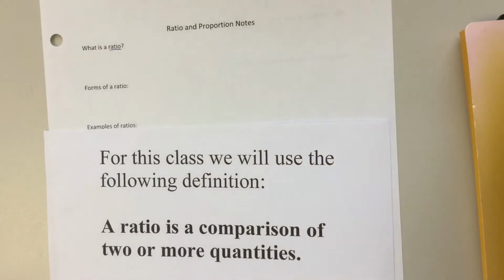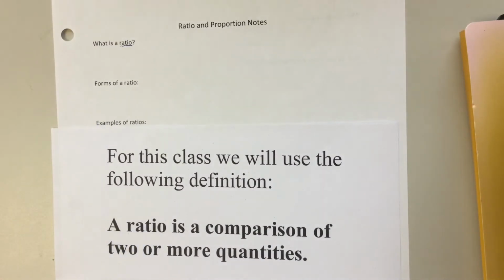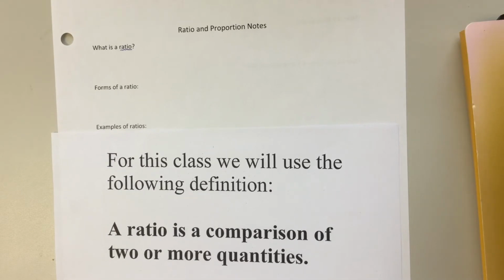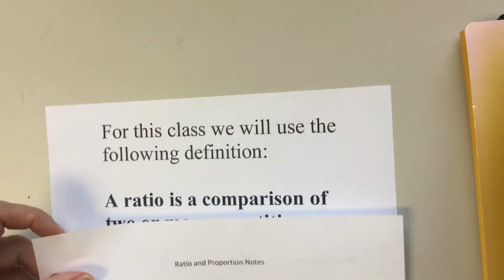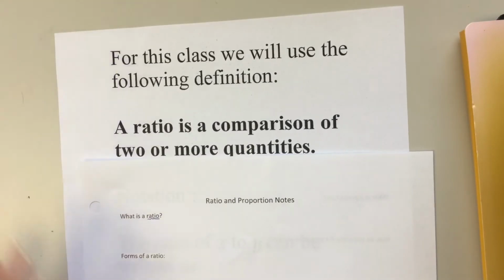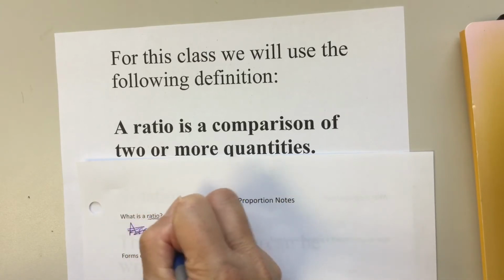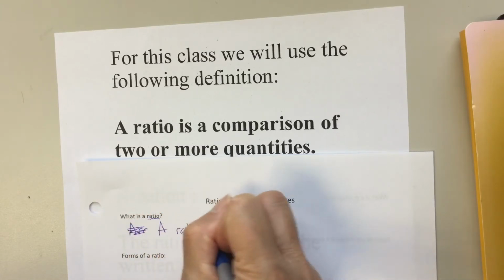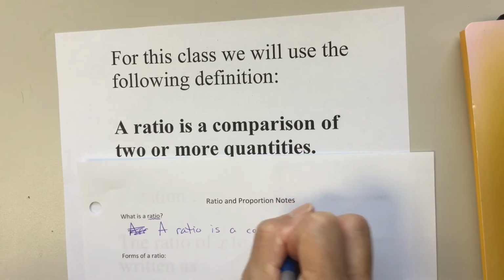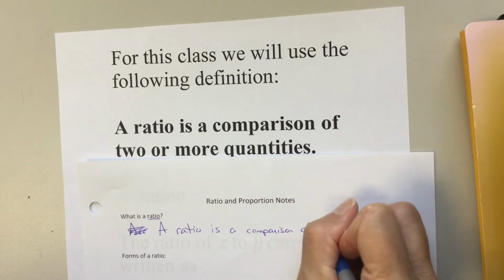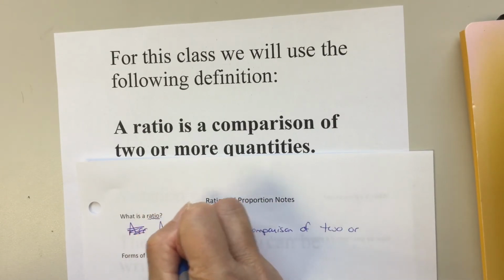this one. So we're going to say a ratio is a comparison of 2 or more quantities. All right, so I'm going to take a second and I'm going to write that one down. Oops, that was a little bit messy. So a ratio is a comparison of 2 or more quantities.